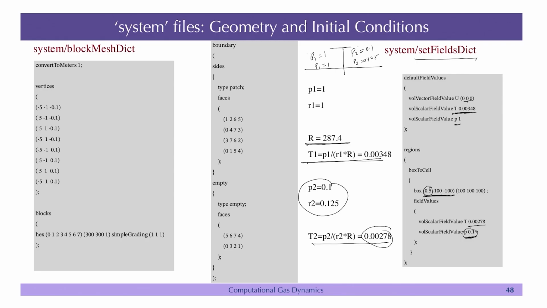So, half of the domain is like this and half of the domain is like this, that is what the setFields dict does. As soon as you start, it will copy the 0 file and accordingly replace the values at the corresponding points with the values here, like this or like this.